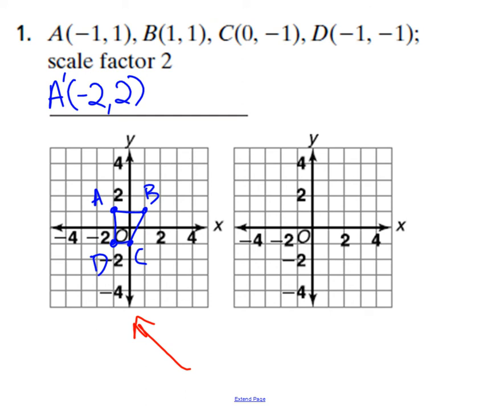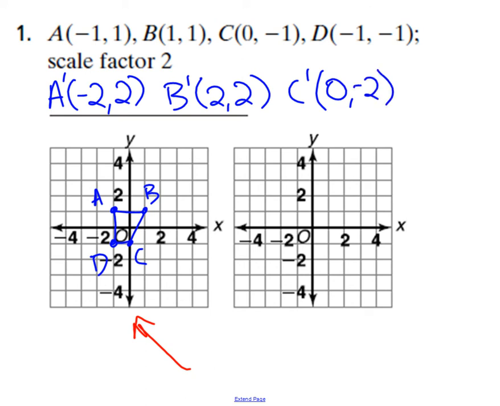All right, so B prime, 1 times 2, good job. 1 times 2, again, good job. C prime, 0 times 2, 0, very challenging. Negative 1 times 2, negative 2, we're all so smart. And then D prime, negative 1 times 2, negative 2, negative 2.